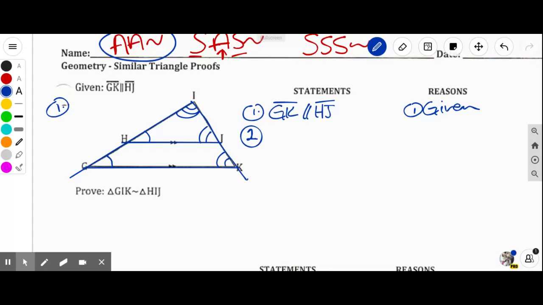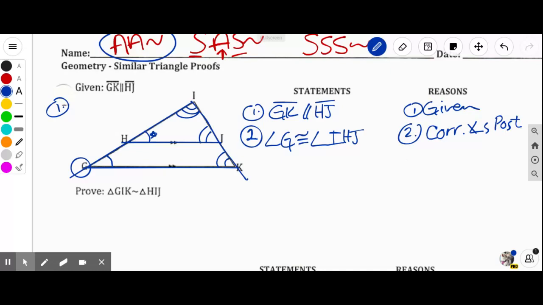I'm going to do angle G. I can say G with one letter because it's the only one there, is congruent to angle, this one, I can't say H because there are too many angles there with H as the vertex. So I have to say IHJ. And that's because of the corresponding angles postulate. I could also list this one and this one in that same step to save some space, but just so I can show you how you would use reflexive in a proof, I'm not going to do both pairs of corresponding.